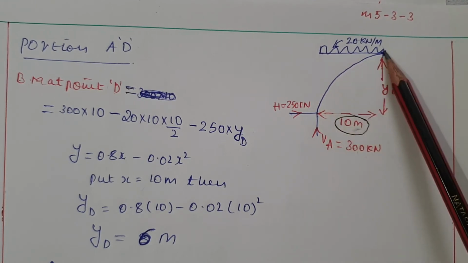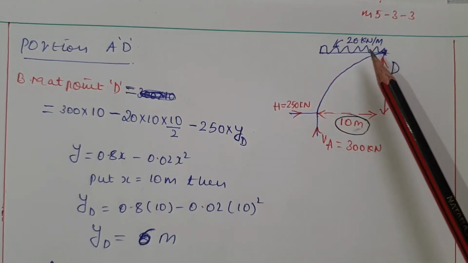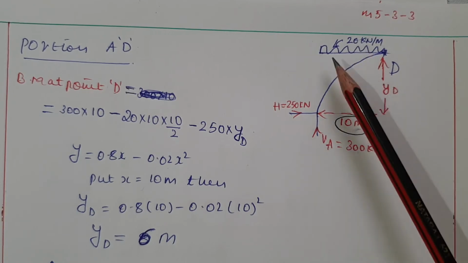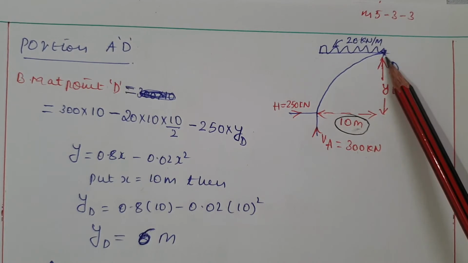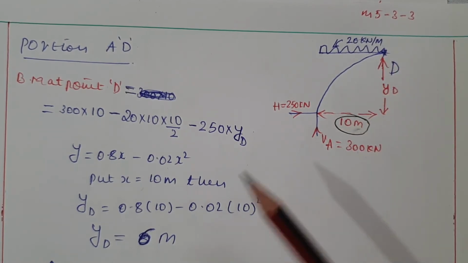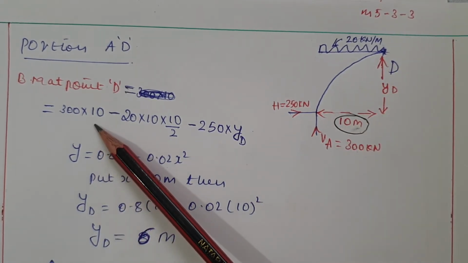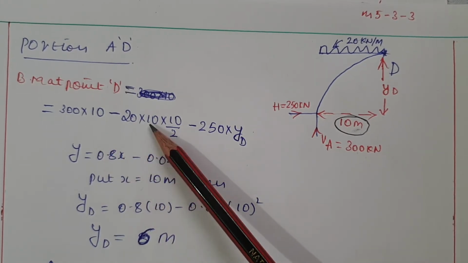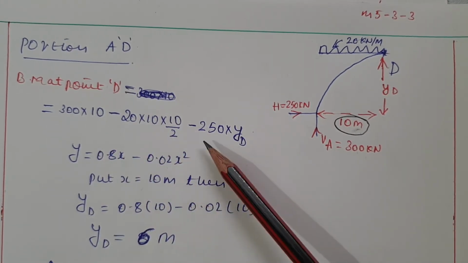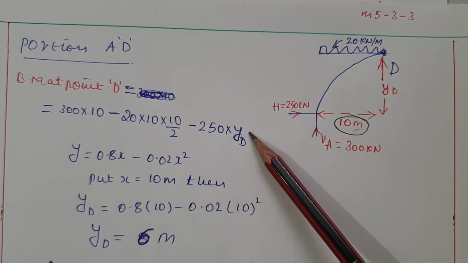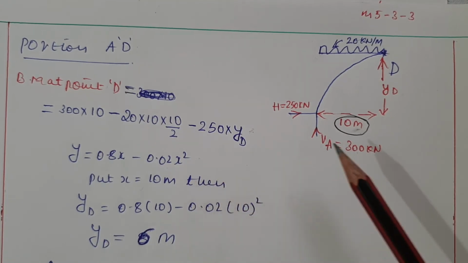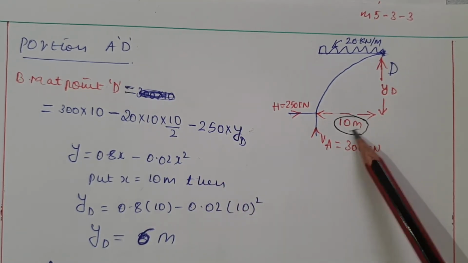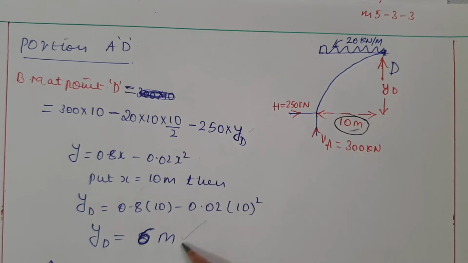The UDL is acting downwards, so it is minus 20 multiplied by 10, the UDL length, and its centroidal distance with respect to D is 10 by 2. That is what I have written here: 300 into 10 minus 20 into 10 into 10 by 2 minus 250 into YD. We don't know the YD value. For that we know the rise equation. In the rise equation, if you substitute the x value as 10 meter, you will get the YD length, which is 6 meter.